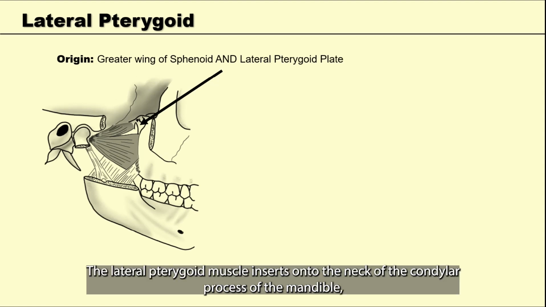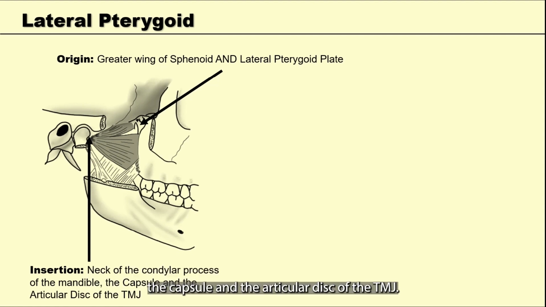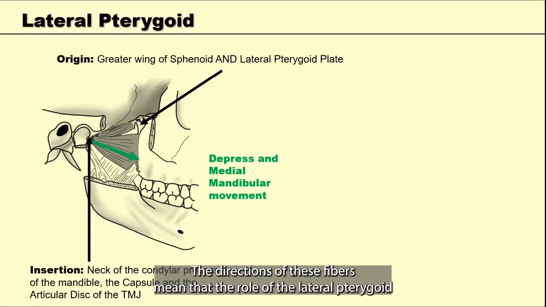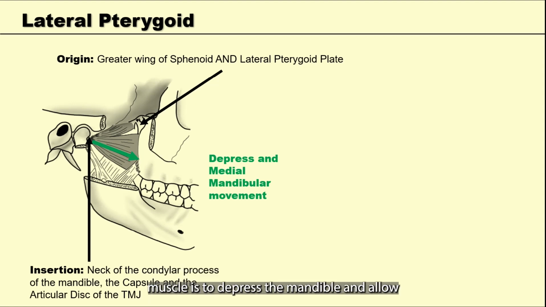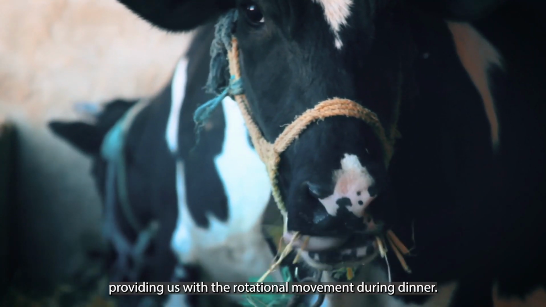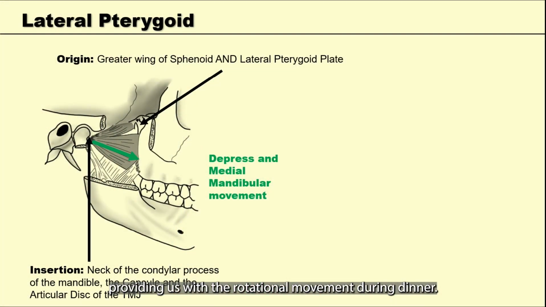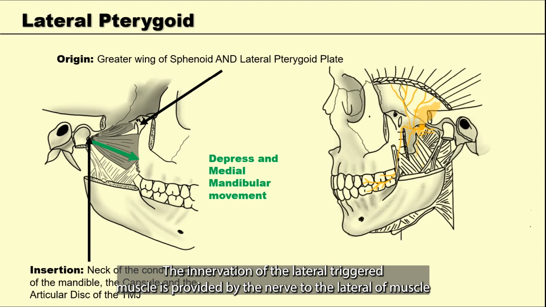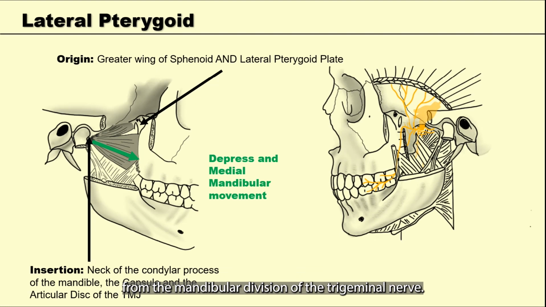The lateral pterygoid muscle inserts onto the neck of the condylar process of the mandible, the capsule and the articular disc of the TMJ. The directions of these fibres mean that the role of the lateral pterygoid muscle is to depress the mandible and allow for medial movement for chewing larger items, giving us an advantage of chewing like a cow, providing us with the rotational movement during dinner. The innervation of the lateral pterygoid muscle is provided by the nerve to the lateral pterygoid muscle from the mandibular division of the trigeminal nerve.